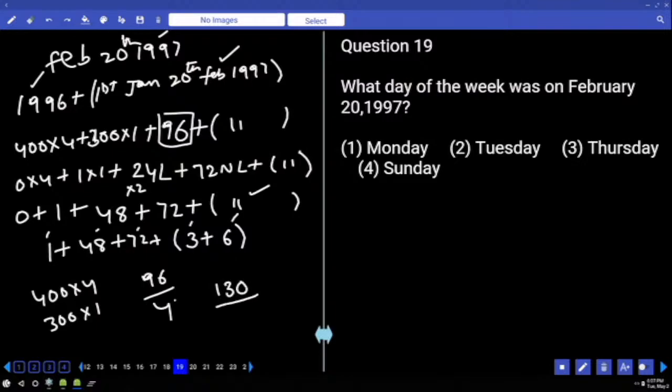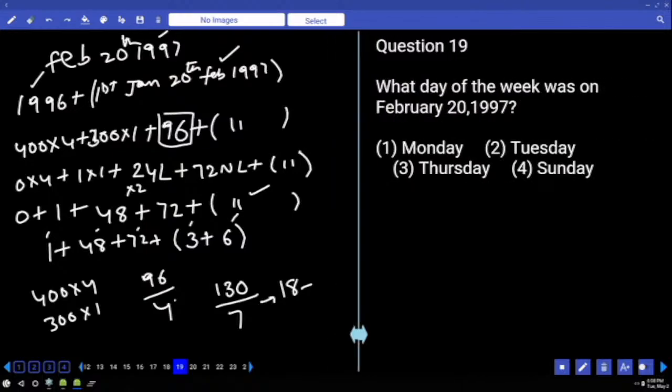Finally, from 1st January, 1st AD to 20th February 1997, how many are there? 130 odd days. 130 divided by 7, how many times does it go? 7 1s are 7, then 60. 7 8s are 56. Finally, how many odd days? 4. 4 is what is left for us. Finally, if there is 1 odd day, that is Monday, 2 Tuesday, 3 Wednesday, 4 Thursday. 4 is Thursday.